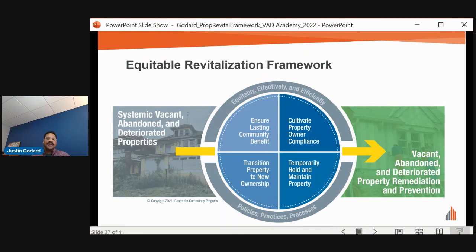And one thing I really want to note here with the framework is that it is most impactful when tools from each of the elements are considered and used. If one or several components are missing, properties can remain stuck in the system and the cycle of decline can continue.